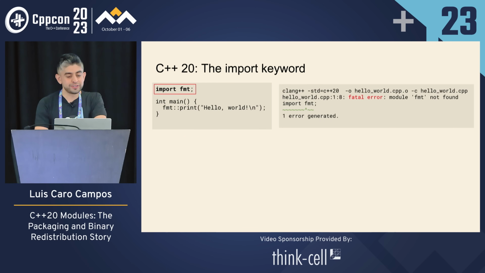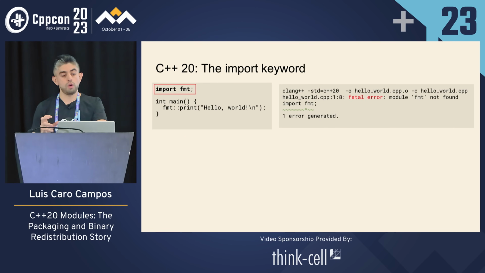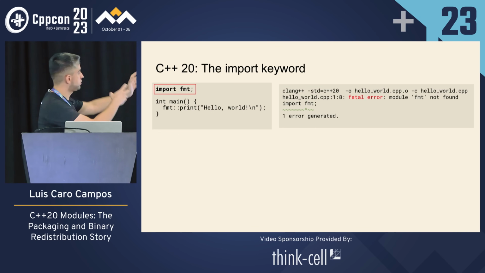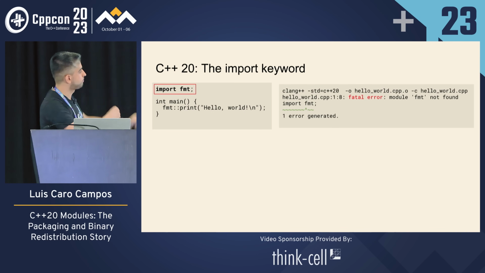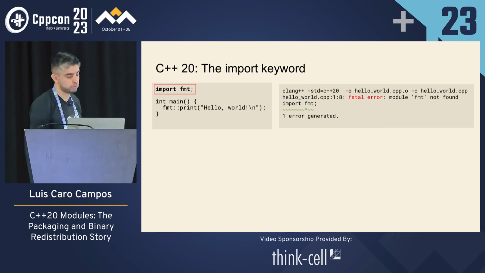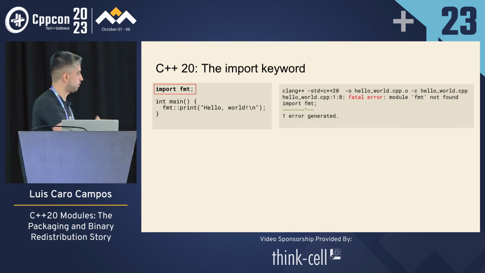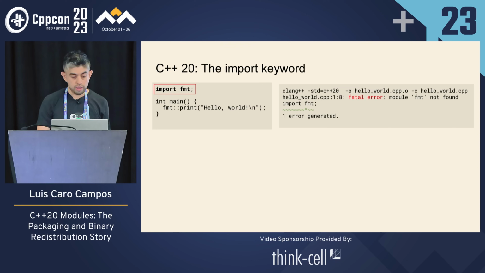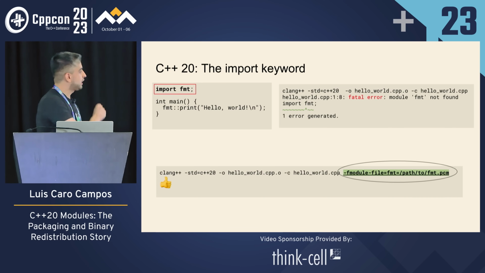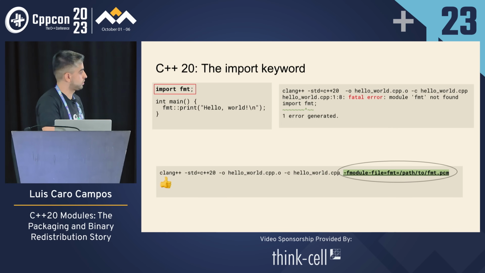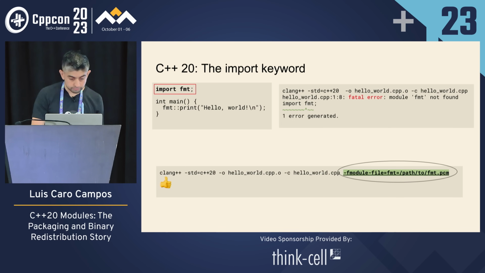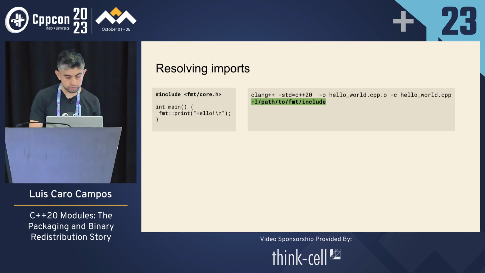Right. So back to the earlier example, strictly from the point of view of the consumer. This is my Hello World application, and I'm importing the fmt module and it failed. What do I need to pass to the compiler for this to work? In this case, if I'm using Clang, I need to tell the compiler, okay, the fmt module, you can locate it in that file there. I'm going to explain more details later about how to resolve imports.